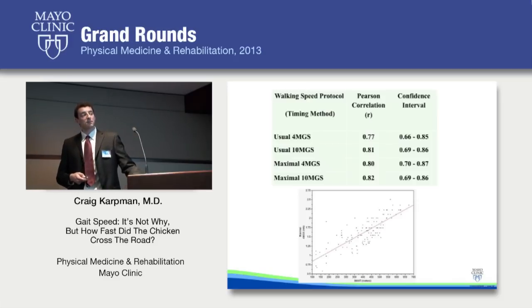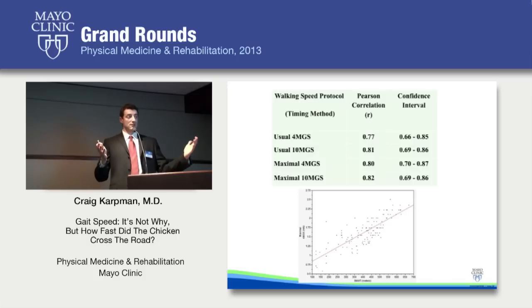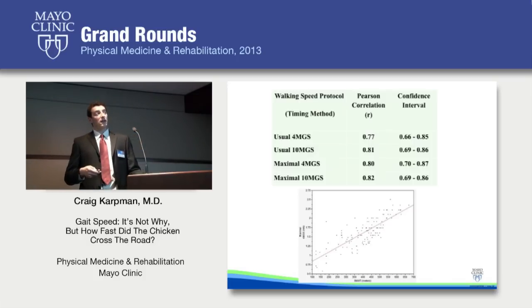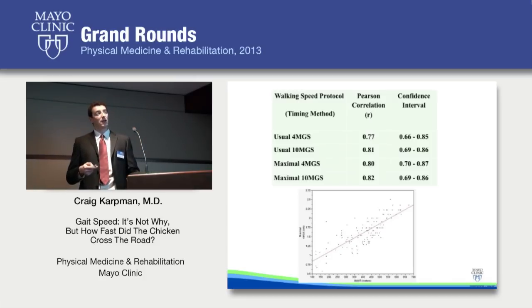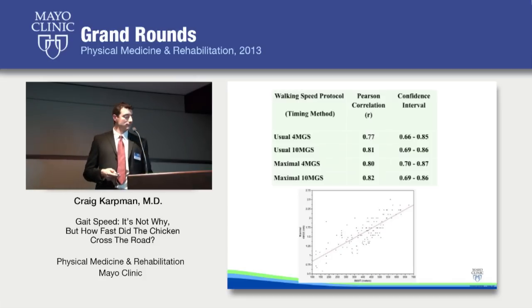If this was a perfect correlation, you would have all these dots fall along a single line right here, and the Pearson correlation would be 1. If it was a perfect negative correlation, the line would go this way. As you can see, it's not a perfect correlation. There's a difference there, and our values fell around 0.8 for almost every measurement, slightly higher for the maximal than for the usual ones.